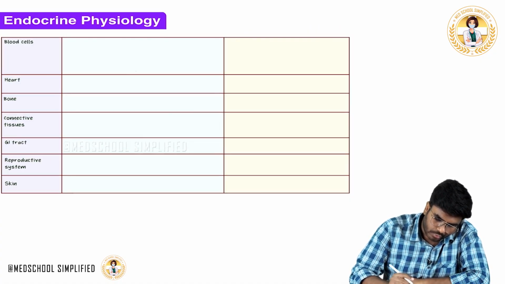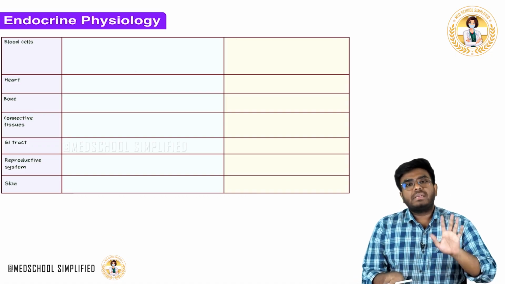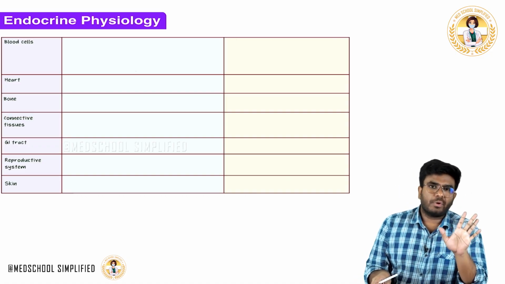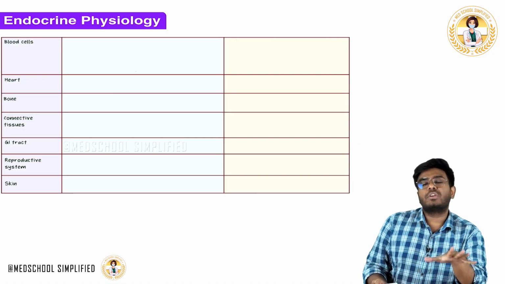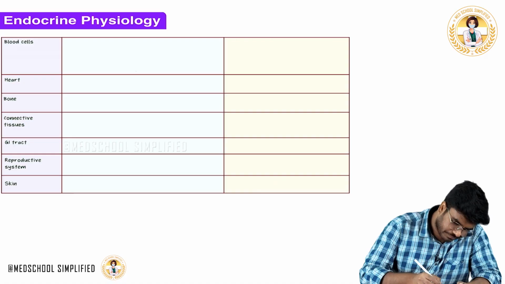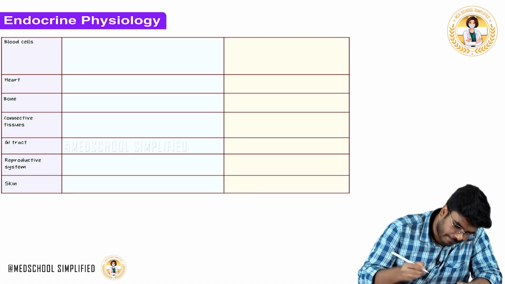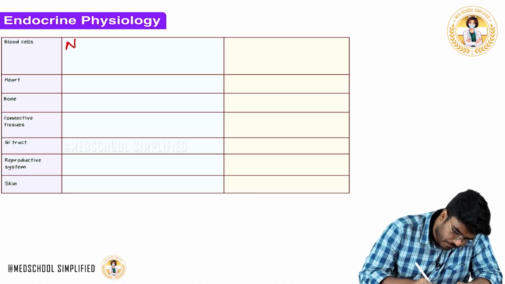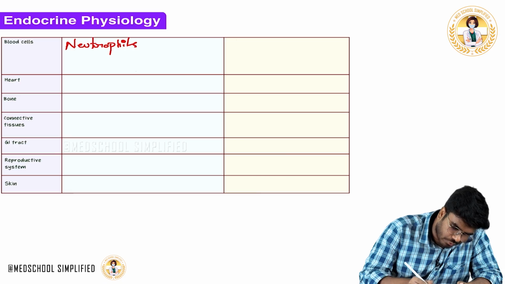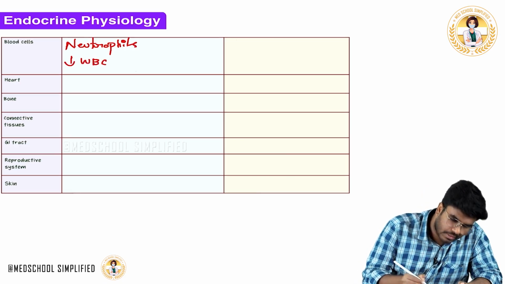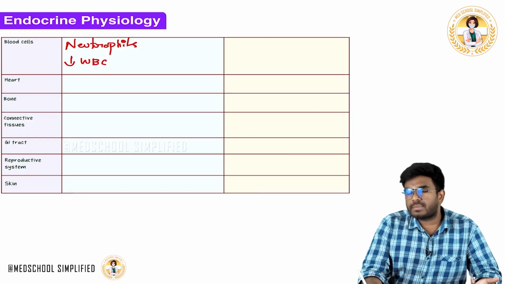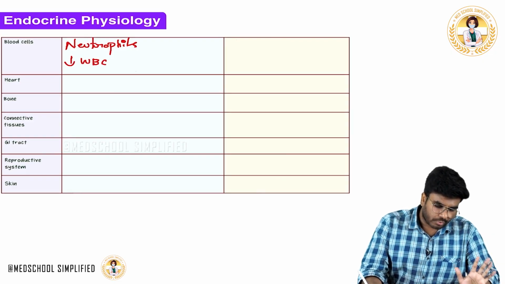What is this cortisol going to do to the blood cells? See, usually cortisol will decrease all the blood cells, especially the WBCs, all the WBCs, immunosuppressant, right? All the WBCs will go down except the neutrophils. Cortisol increases the neutrophils, but all the other WBCs decrease. Neutrophils increase, as well as sometimes eosinophils will also be increased.